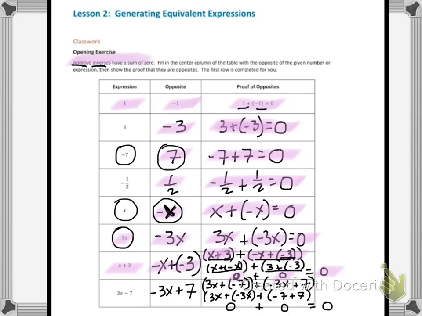And did a similar thing down here with the 3x minus 7.